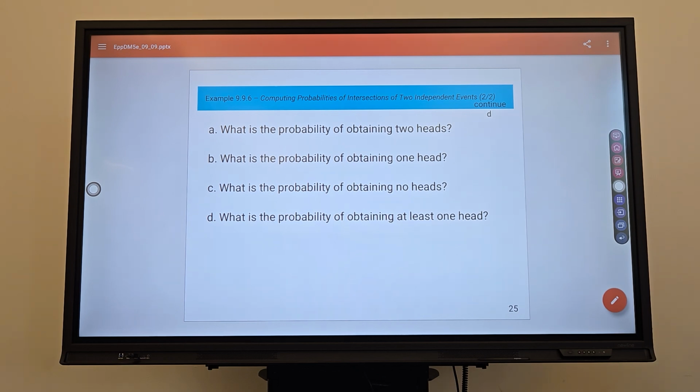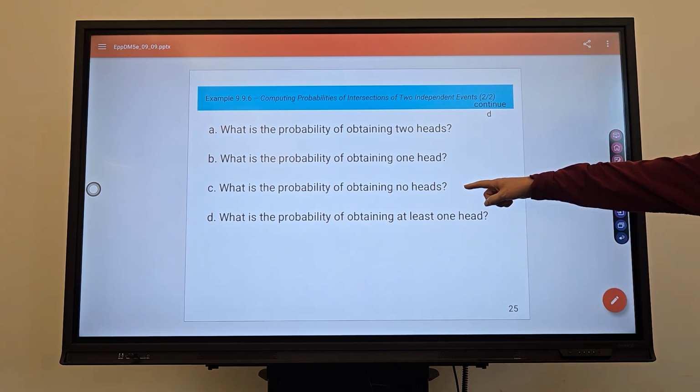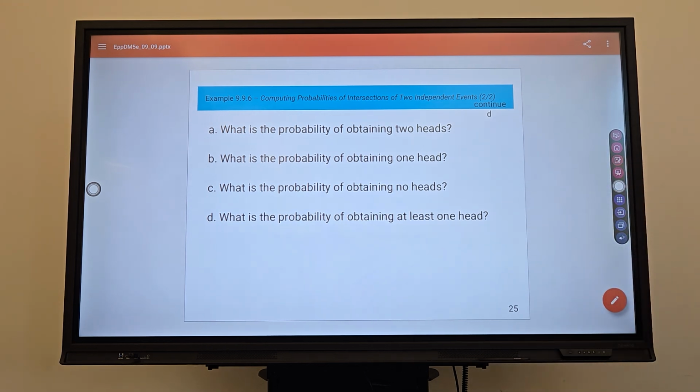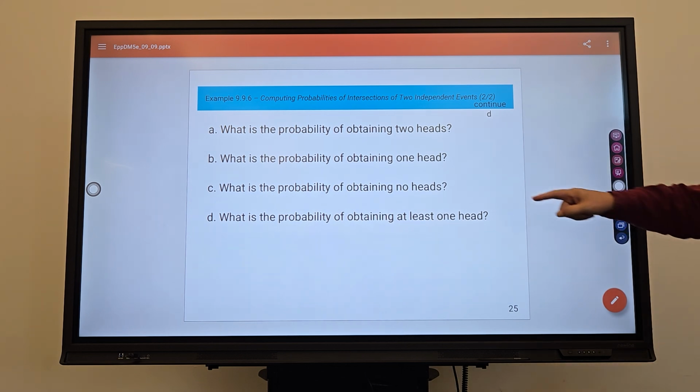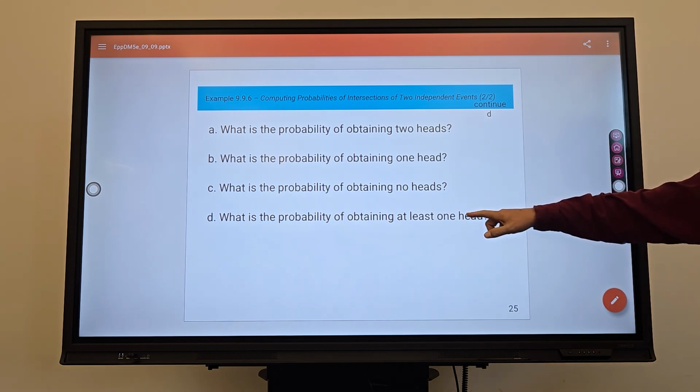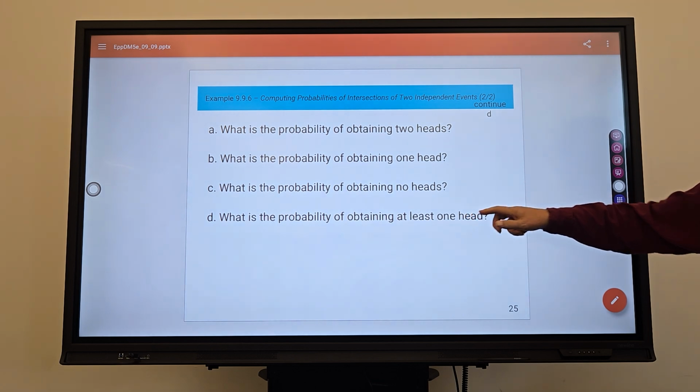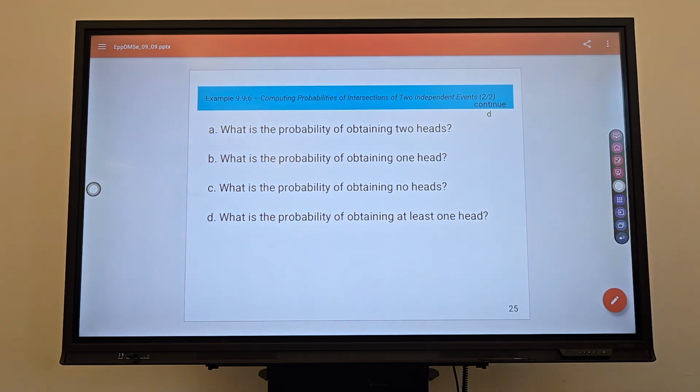What is the probability of obtaining at least one head? Well, the easiest way to calculate that, given that we just calculated the probability of obtaining no heads, is to take the complement of that. The complement of obtaining no heads is the probability that you have at least one head. So 1 minus 0.16, or 0.84, 84%.